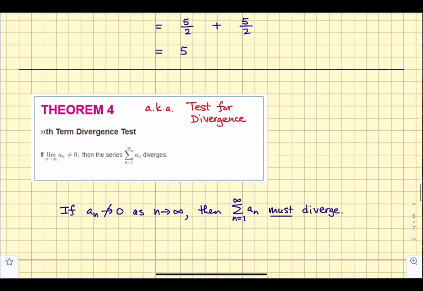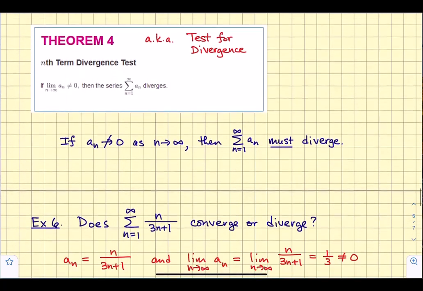Okay, the last thing that we need in this section is what our textbook calls the nth term divergence test. A lot of books call this the test for divergence, and I probably will refer to it as the test for divergence because that's the way that I've learned it and also the way that I've taught it out of many other books. And it simply says this: if you have a sequence that when you take the limit of the an's, it does not go to 0, then there's no possible way that the series, the summation of the an's, can converge. In other words, if the an's don't go to 0 as n goes to infinity, then the sum of the an's must diverge.